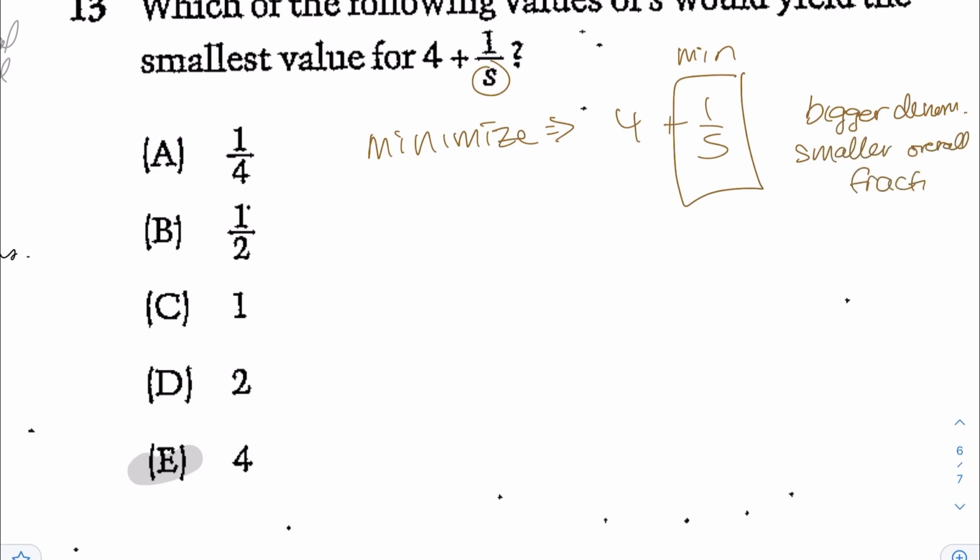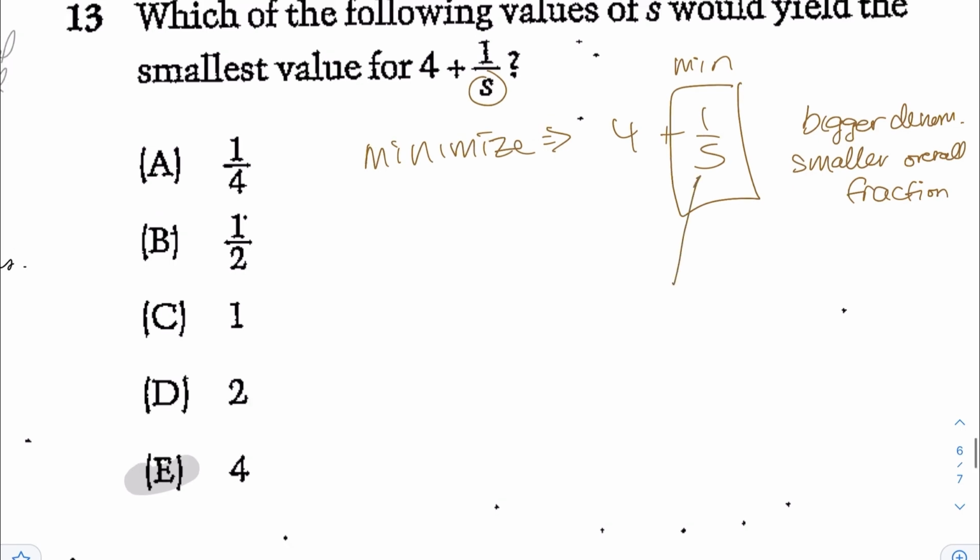Because if you have a really large denominator, let's say 100, that's like cutting a pizza into 100 pieces. Each piece would be really, really small because you're cutting into so many pieces. So the larger the denominator, the smaller the overall fraction. So since s is in the denominator, you actually want to maximize s. If you maximize s, you'll minimize the overall fraction, which allows you to minimize this expression. So scan through all the choices. Choice E is the largest. So that's going to give you the smallest value.